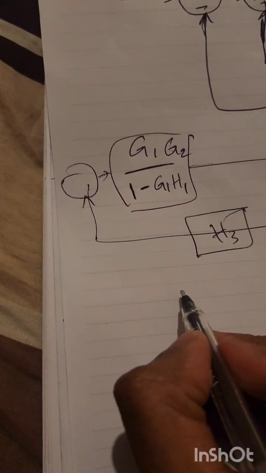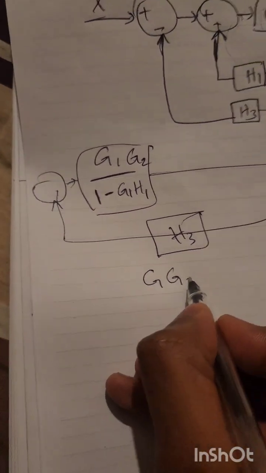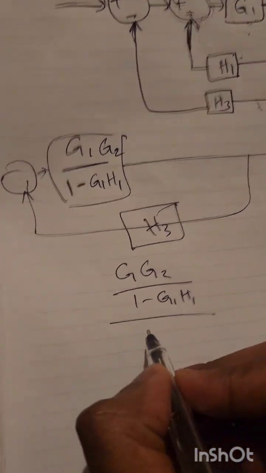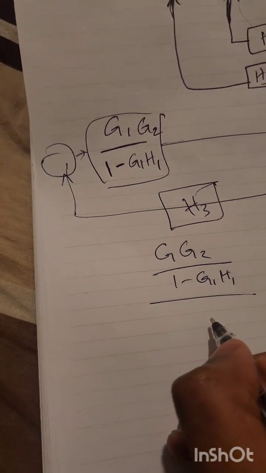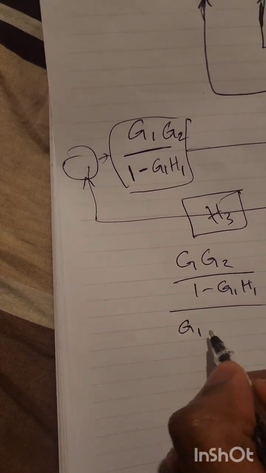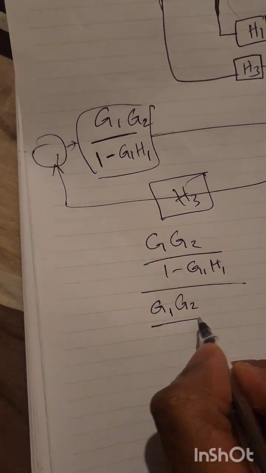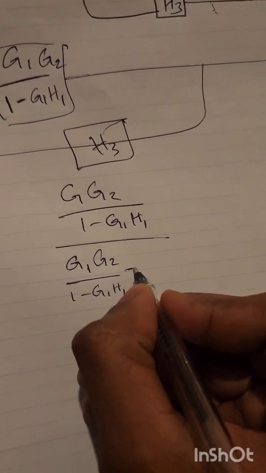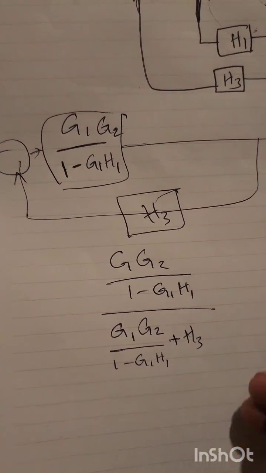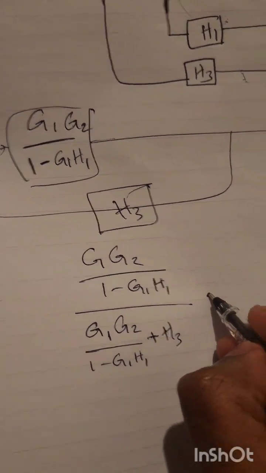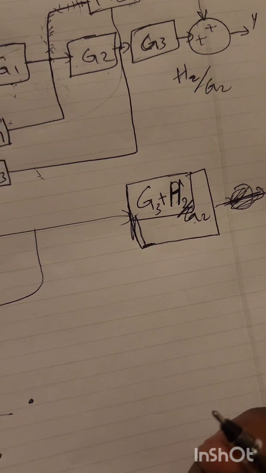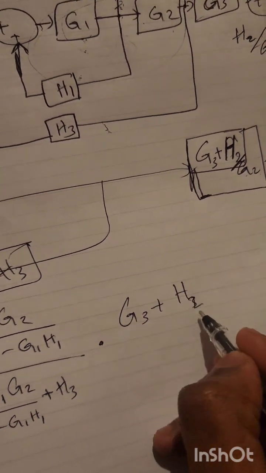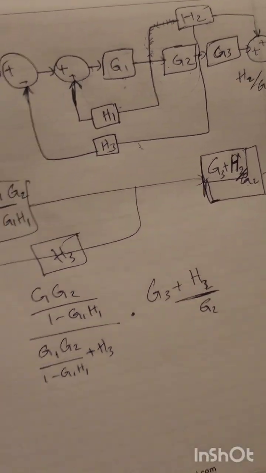So G1 G2 over 1 minus G1 H1 over, again, G1 G2 over 1 minus G1 H1, and the sign is negative here, so it's going to be positive here, plus H3, and it's cascaded to the G3 plus H2 over G2. So simply going to be like this.